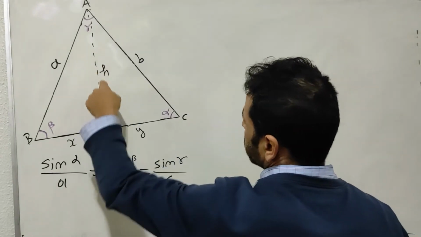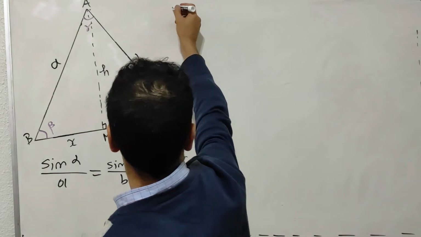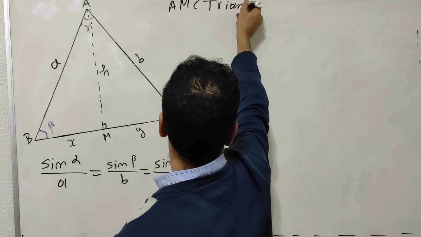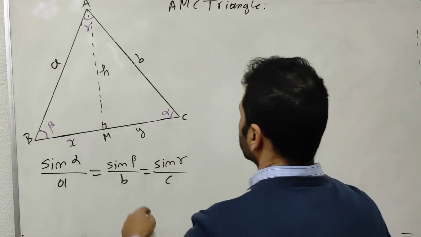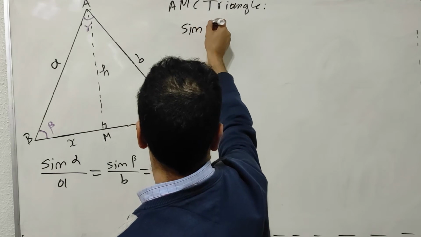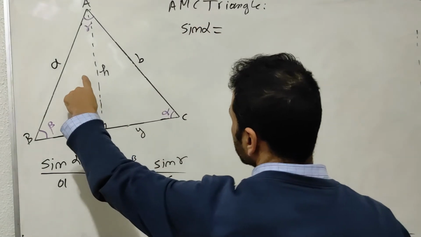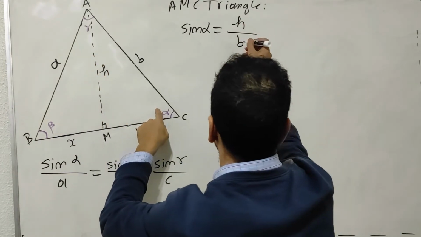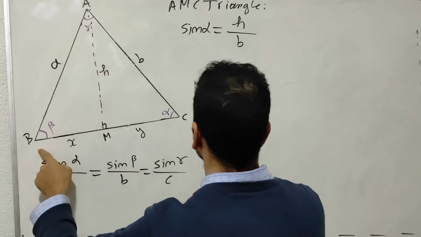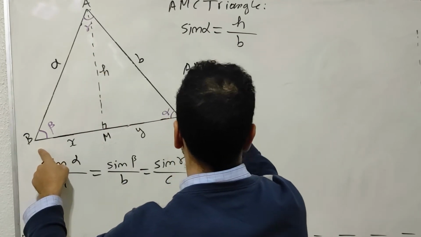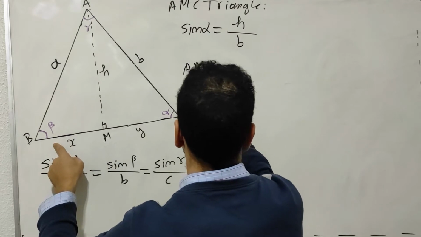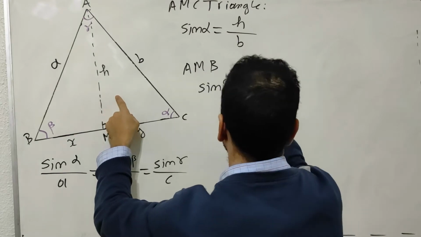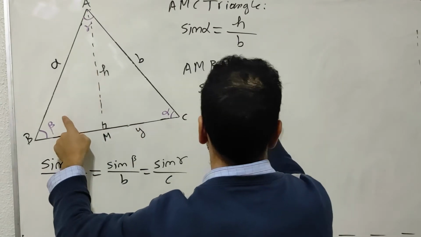Now I'm going to work on this triangle, the AMC triangle. We have sine alpha equals opposite, which is H, over hypotenuse, which is B. For the triangle AMB, we have sine beta equals H, which is opposite, over hypotenuse, which is A.